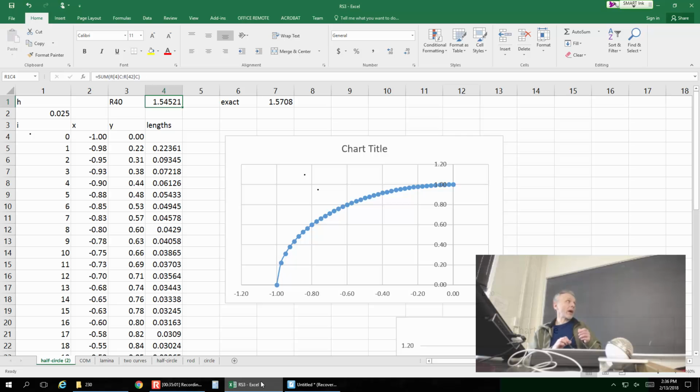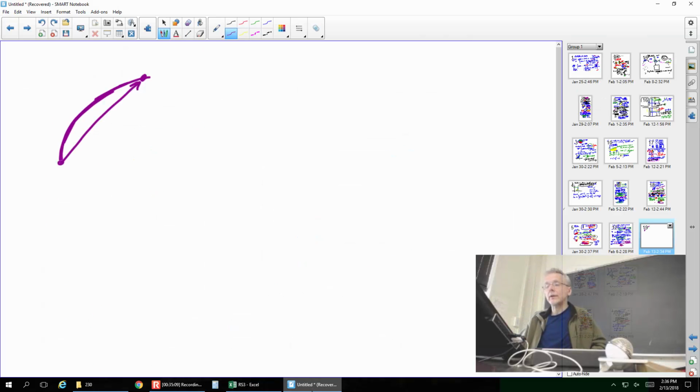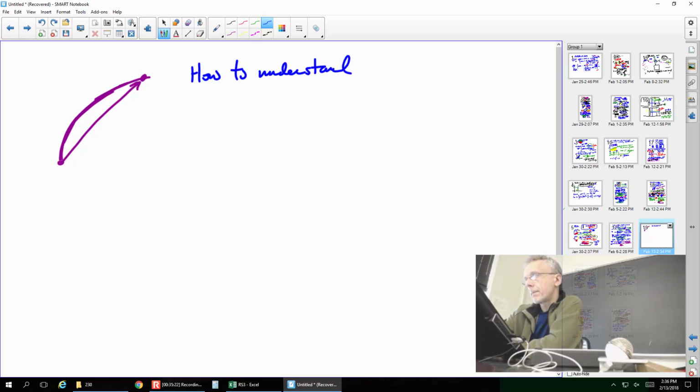The issue is the same as with areas under curves. There's a challenge there of understanding before you get to do computations. Okay, so the question is how to understand and calculate lengths of curves.